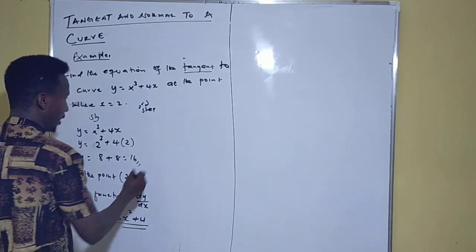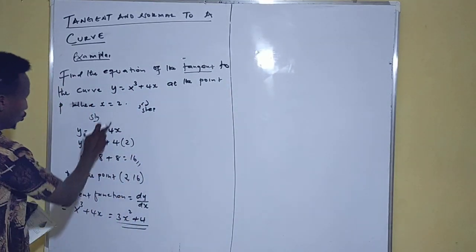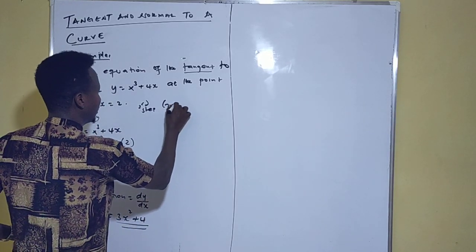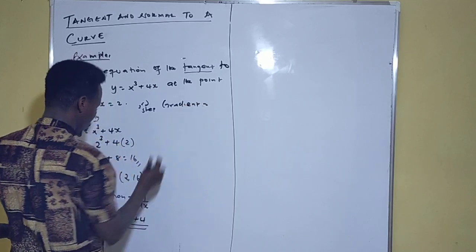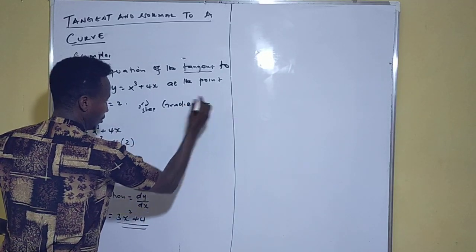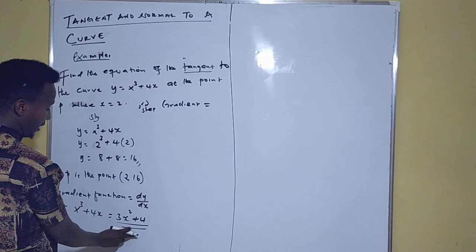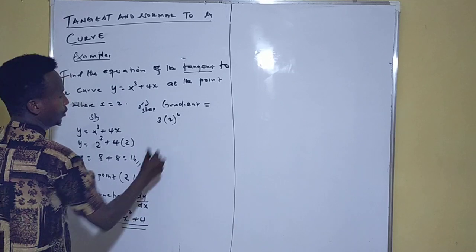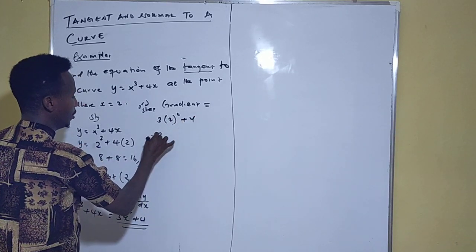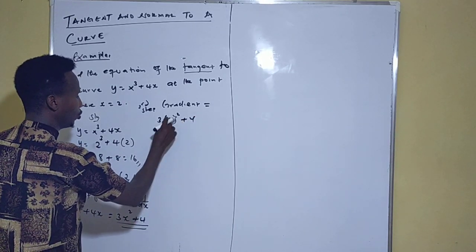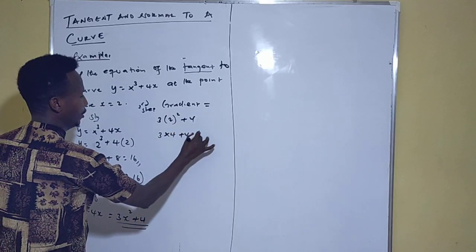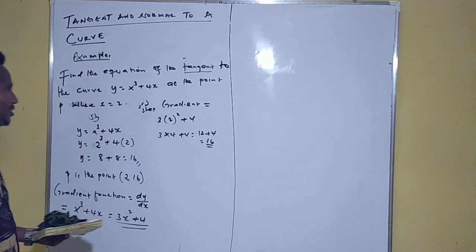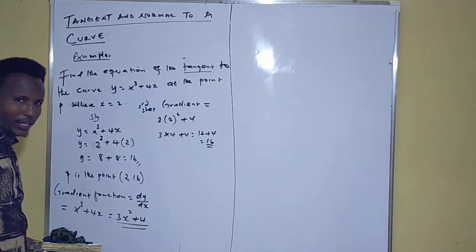So we are going to say, remember, our x value is what? It's 2. I'm going to say gradient is equal to, I will substitute the value of x in the gradient function. So I will say 3 into 2 squared, because x is 2, plus 4. This will give me 3 times 4, because 2 squared is 4, plus 4. So this will give me 12 plus 4, which is 16. So this is the gradient of the tangent at the point B, where it meets with the curve.